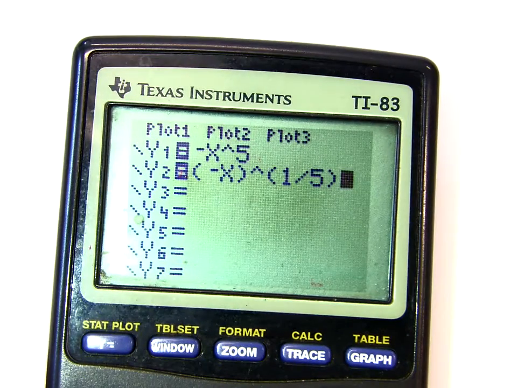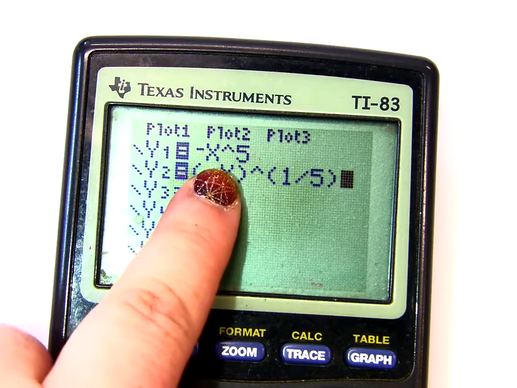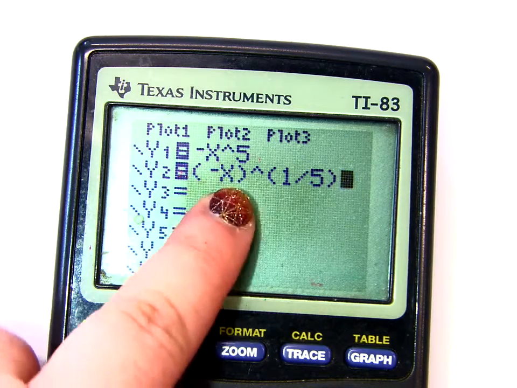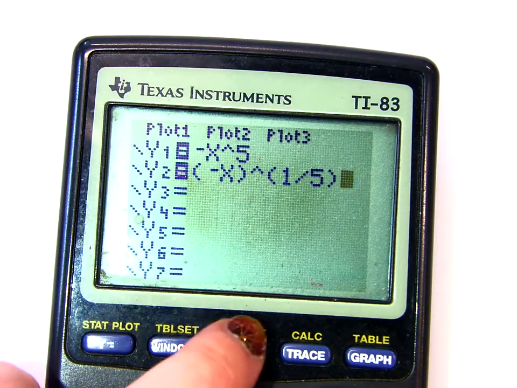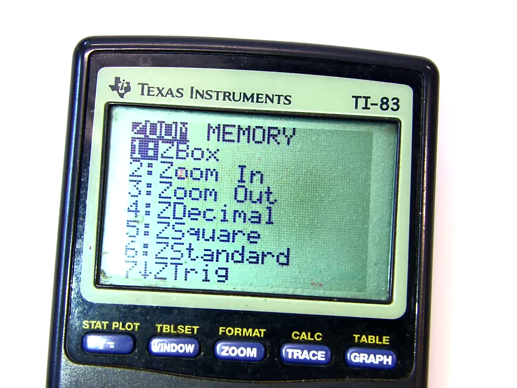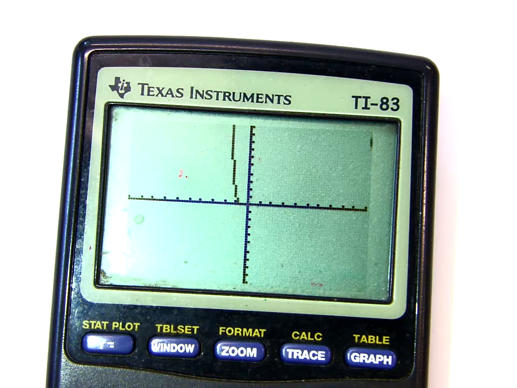You can see I have them both typed in here. When I hit graph, it's going to do the first one first, the original, and then you'll see the second one pop up. Okay, ready? Well, buckle your seatbelt because... So there's the original, and then there is the inverse.